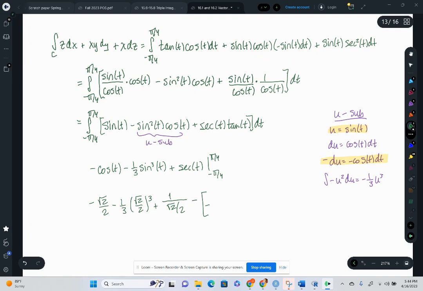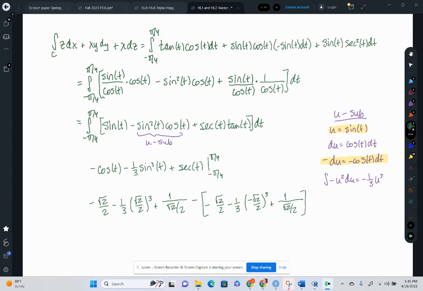Now cosine of minus pi fourths, we're in the fourth quadrant. It's still going to be root 2 over 2. Minus 1/3. Sine of minus pi fourths is negative square root 2 over 2. And then we're going to cube that. Plus 1 over cosine, because I'm dealing with secant here, so I'm going to plug it in as 1 over cosine. So cosine of minus pi fourths is still positive, root 2 over 2.